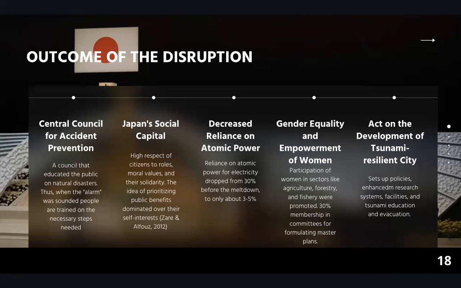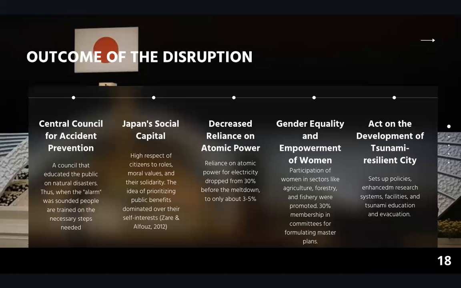Another outcome is decreased reliance on atomic power. After the calamity, the reliance on atomic power for electricity dropped from 30% before the meltdown to only about 3 to 5% now. It also had an effect on gender equality and empowerment of women. Participation of women in sectors like agriculture, forestry, and fishery were promoted. And it was also lobbied for 30% membership of women in committees that were for formulating master plans in agriculture and other government responses also.